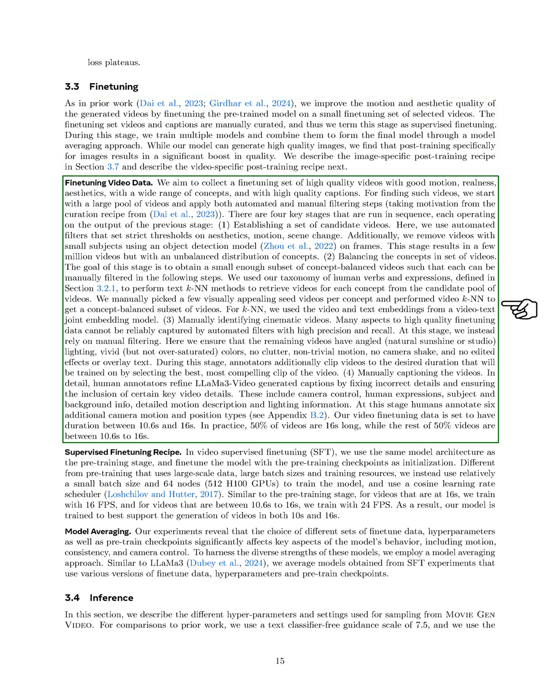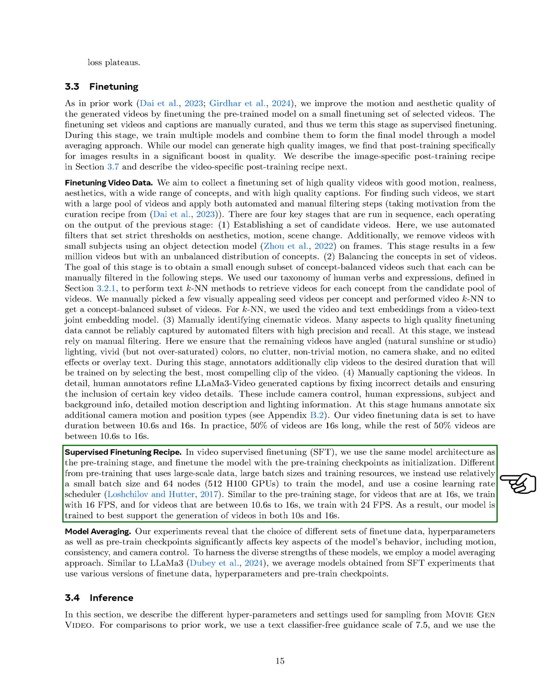In collecting fine-tuning video data, we aim for high-quality videos that exhibit good realism, aesthetics, and a variety of concepts, along with high-quality captions. We start with a large pool of videos and apply both automated and manual filtering steps. This process involves 4 key stages. First, we establish a set of candidate videos using automated filters. Second, we balance the concepts in the video set. Third, we manually identify cinematic videos. And fourth, we manually caption the videos, refining generated captions to ensure accuracy and detail.